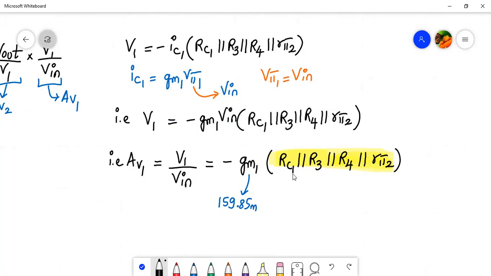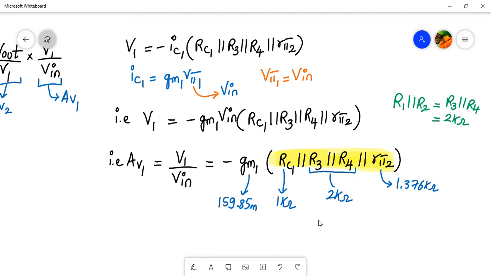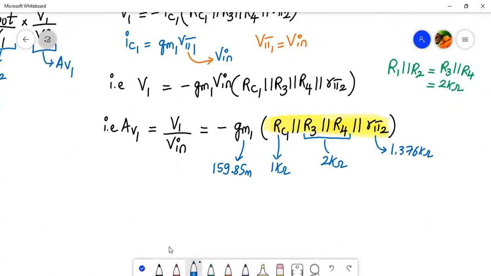This is RC1. So what was the value of RC1? RC1 value was 1 kilo ohm. R pi 2 value was 1.376, and R3 parallel to R4 is basically R1 parallel to R2, because they are symmetric, and that was coming out to be 2 kilo ohm, right? So this number over here will be equal to 2 kilo ohm. We have to solve this in our calculators and find out the value of AV1.